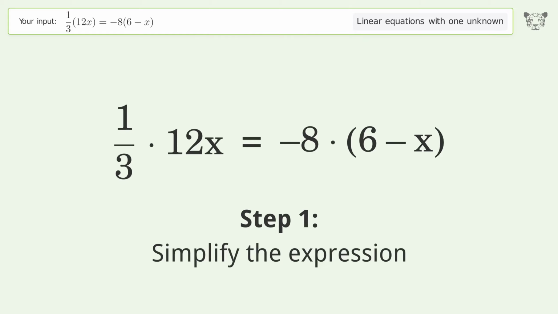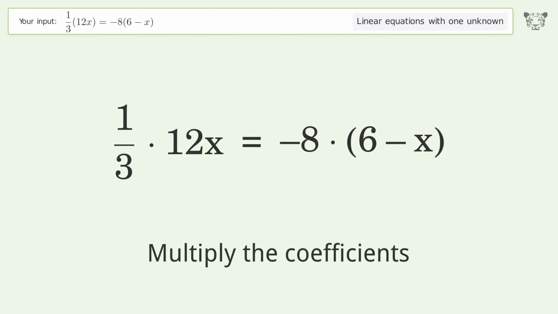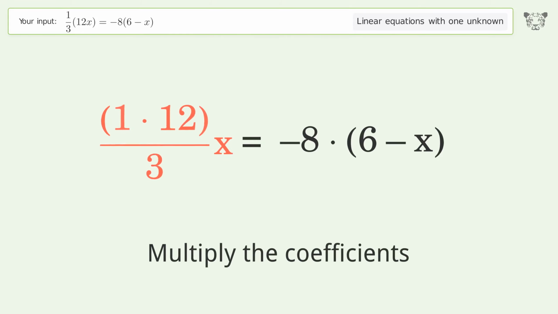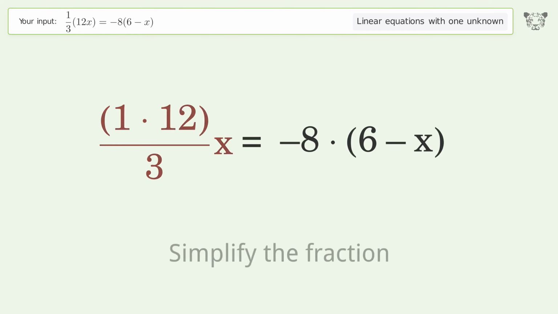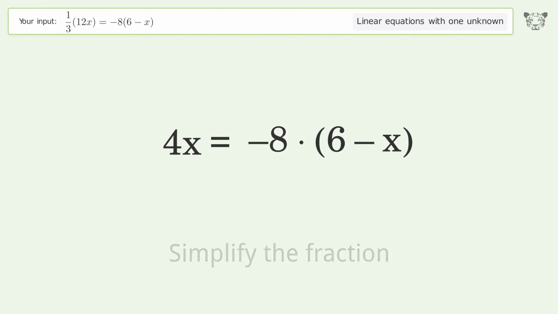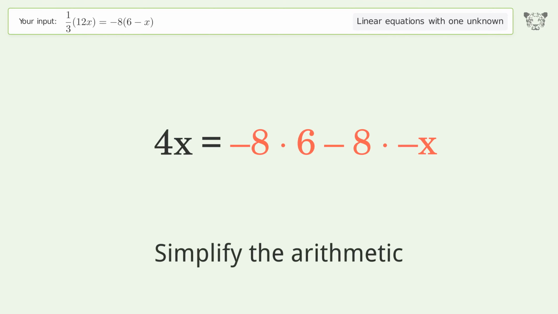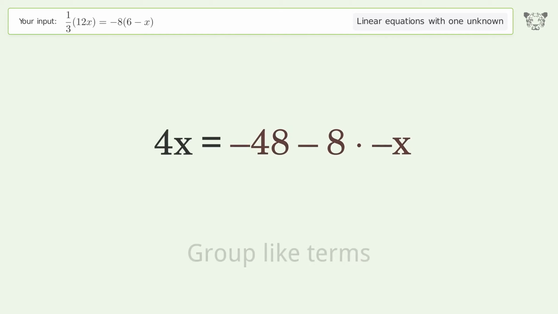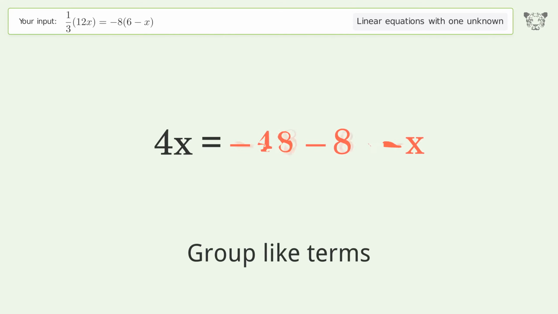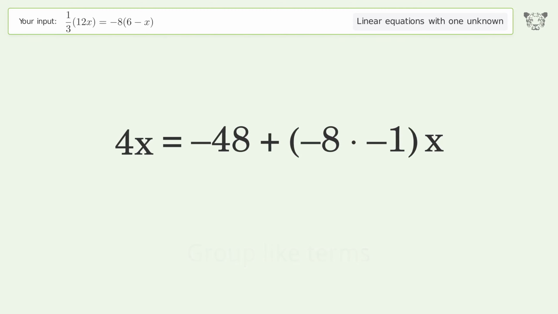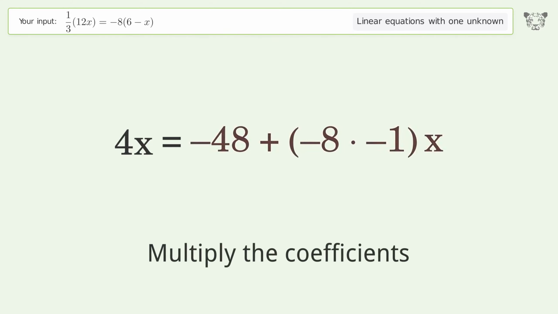Simplify the expression. Multiply the coefficients. Simplify the fraction. Expand the parentheses. Simplify the arithmetic. Group like terms. Multiply the coefficients.